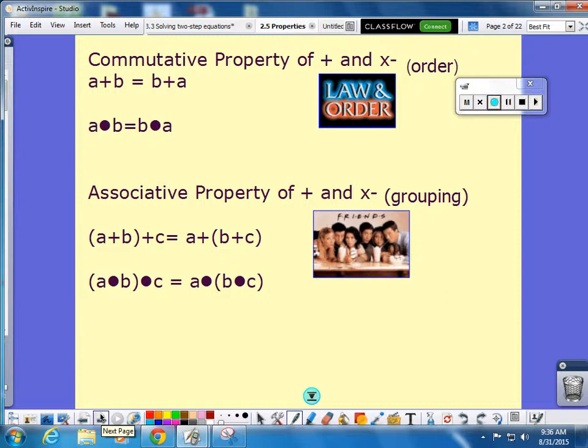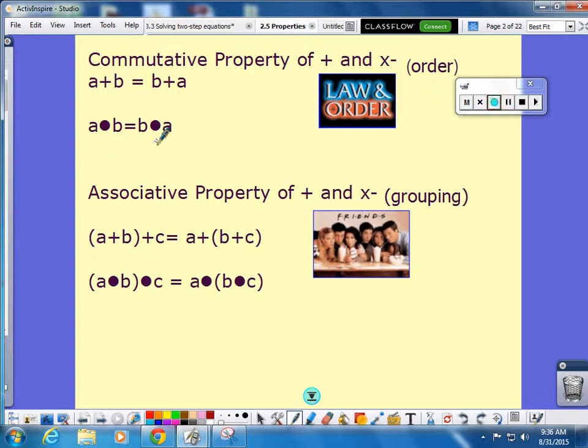First of all, let's write down the commutative property of addition and multiplication. Then I'll give you some examples. Let you jot that down. Now that's not like community. It has no N. Commutative. Commutative.